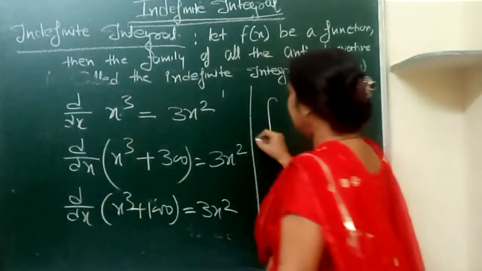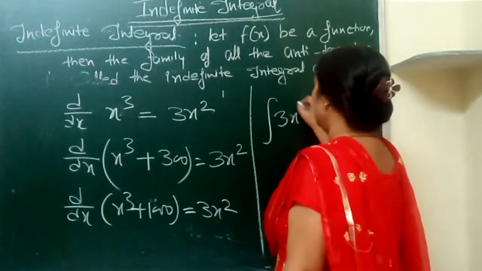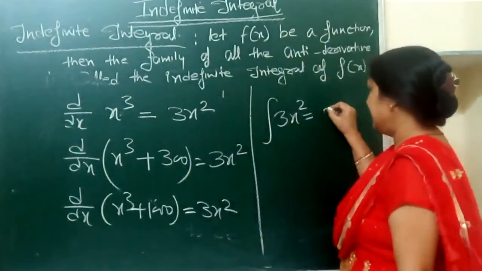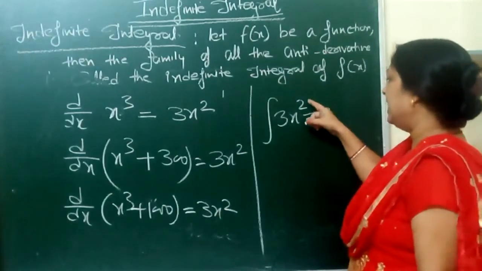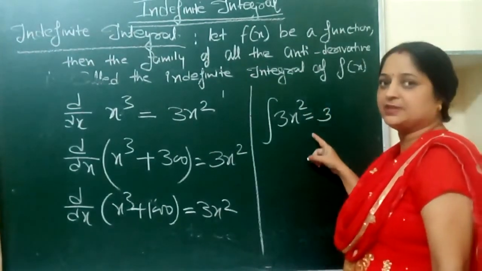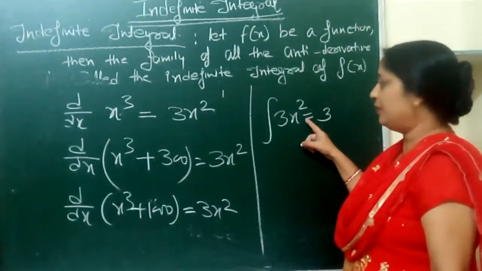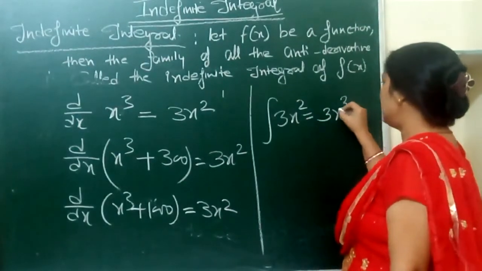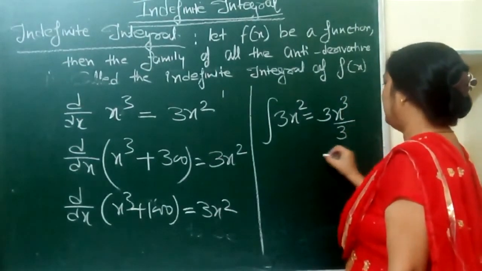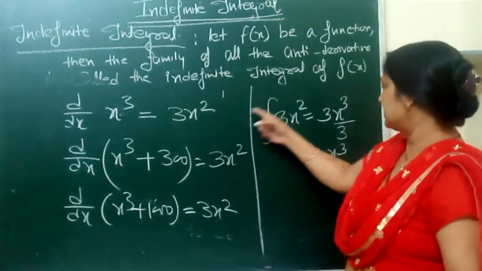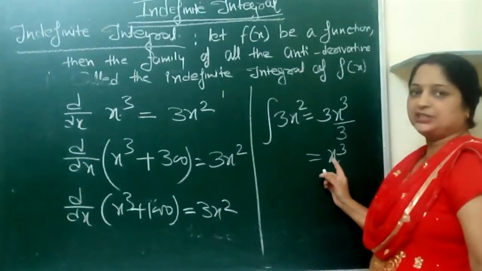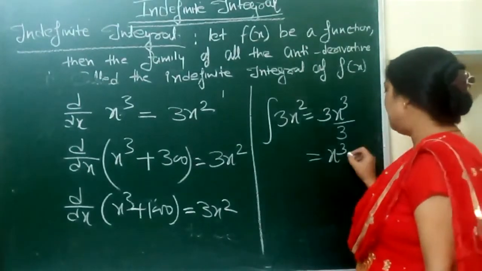Similarly, when we integrate 3x square, 3 will come as it is. The integration of x raised to power n is x raised to power n plus 1 upon n plus 1, I will tell you the formula after that. So it will come x raised to power 3 upon 3, so it will come x cube. Integration of 3x square is x cube plus c.